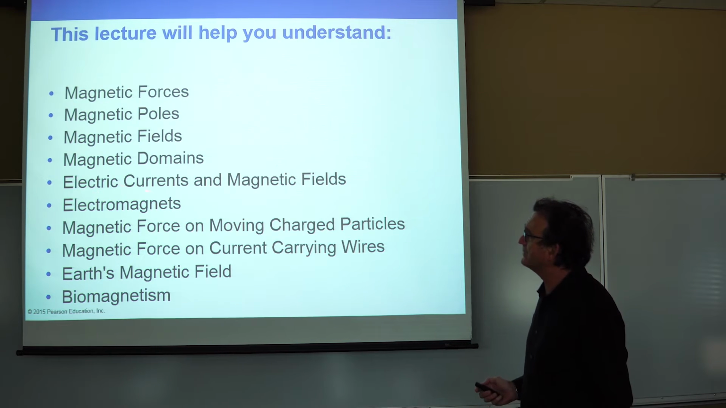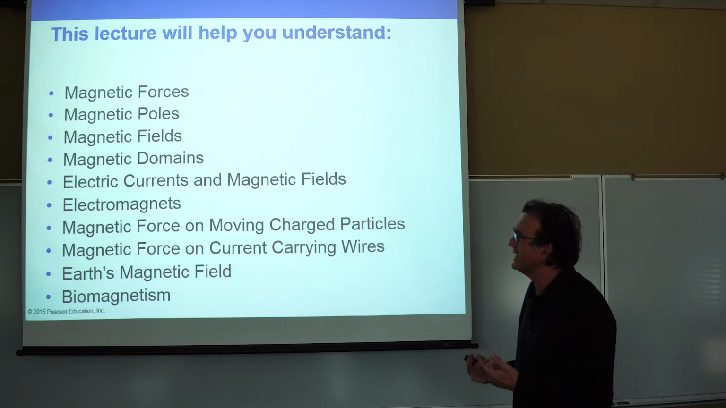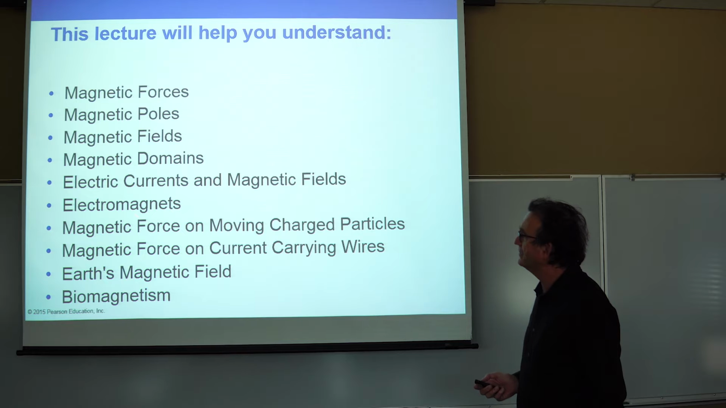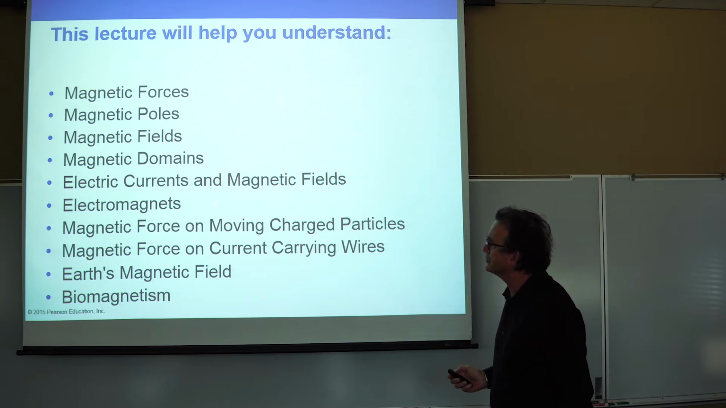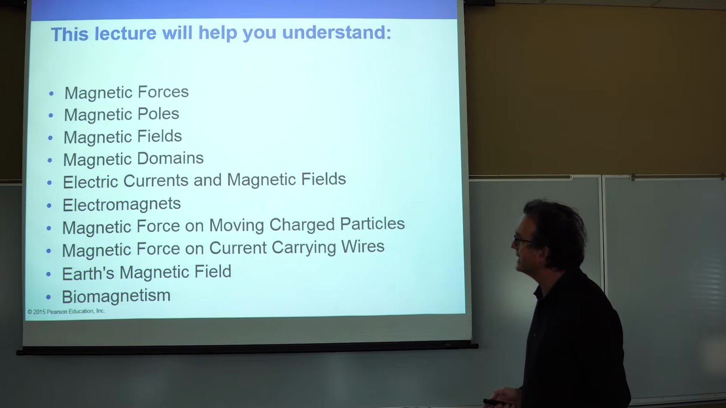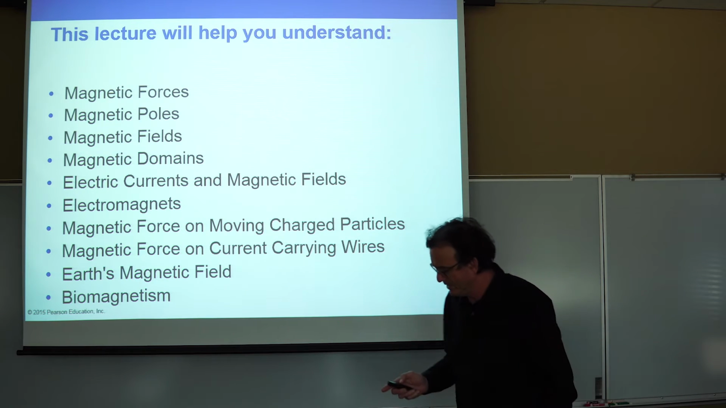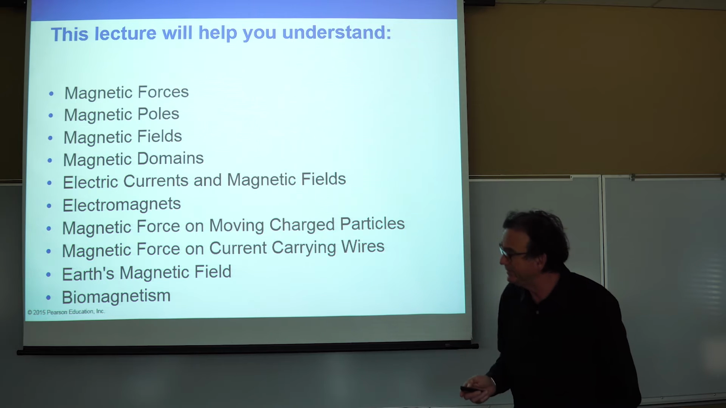And then we'll talk about magnetic domains, how the electrons in the atoms align themselves to produce a strong magnetic field. Electric currents and magnetic fields, there's interaction we'll talk about, electromagnets, and the rest as we go through. So with that, let's go ahead and get started.